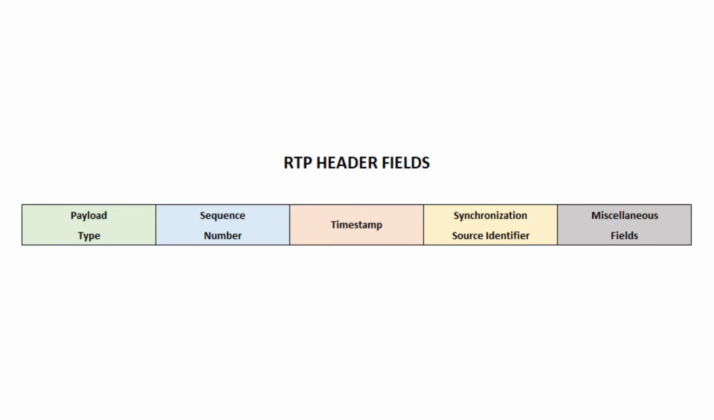Synchronization source identifier. The synchronization source identifier field is 32 bits long. It identifies the source of the RTP stream. Typically, each stream in an RTP session has a distinct SSRC. The SSRC is not the IP address of the sender, but instead, a number that the source assigns randomly when the new stream is started. The probability that two streams get assigned the same SSRC is very small.